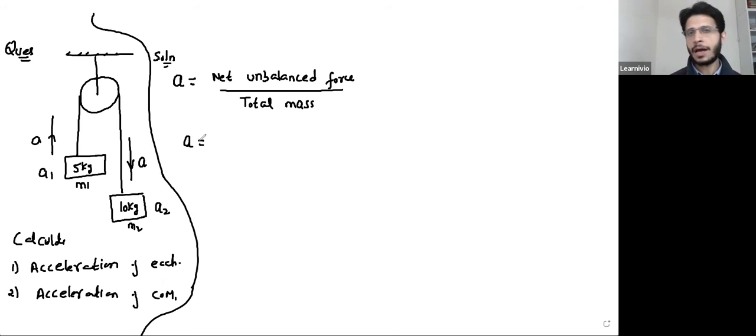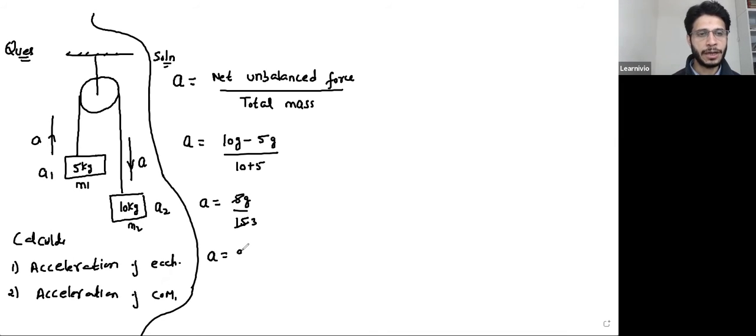So your net unbalanced force is basically 10g minus 5g, divided by the total mass of the system, that's 10 plus 5. So 10g minus 5g is 5g over 15. This 5 will cancel with 15, it's 3. So the acceleration is g by 3 now.